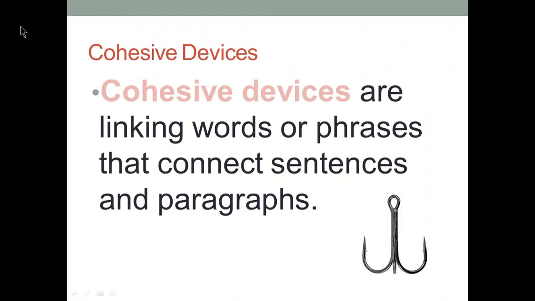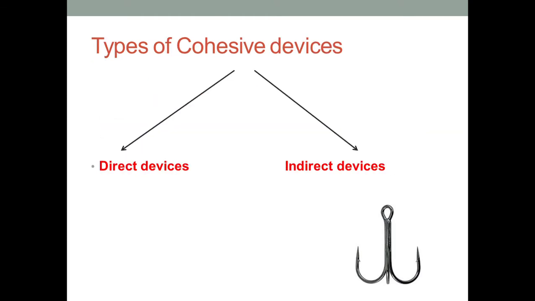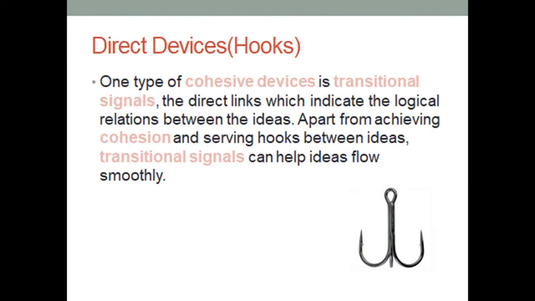Hello everybody. Today we're going to revise cohesive devices. Cohesive devices are linking words or phrases that connect sentences and paragraphs. There are two types of cohesive devices: direct devices or hooks and indirect devices or hooks.